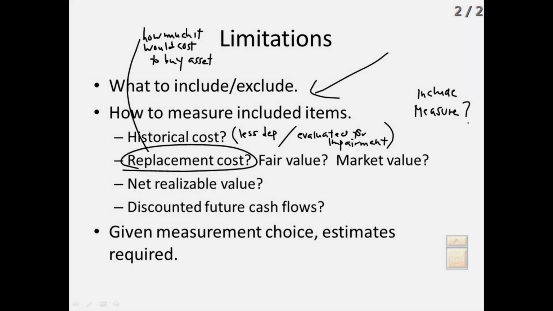Now, let's suppose you were an accounting member sitting on the FASB, and you're trying to figure out whether companies should use historical cost or replacement cost. Why would you reject replacement cost? What would be some good reasons not to use replacement cost?